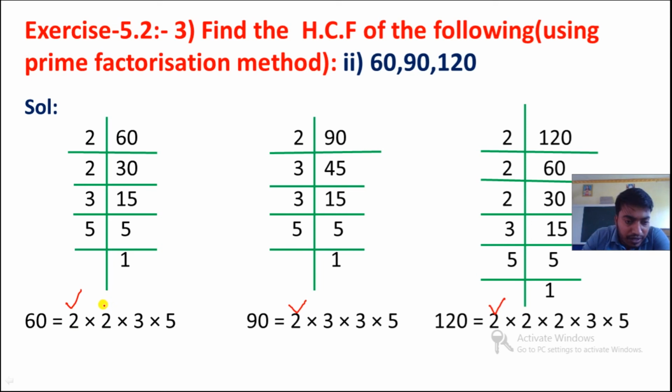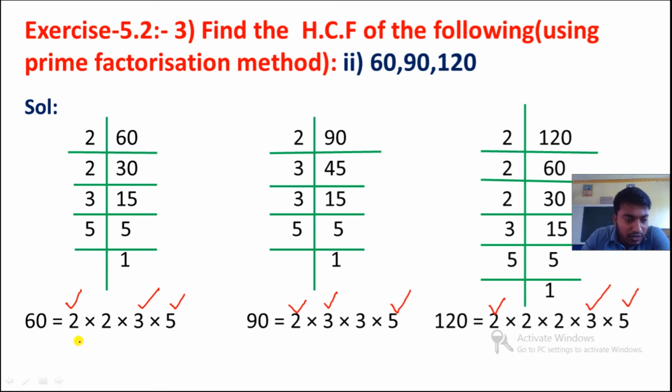Then here we have another 2, but here we don't have any second 2. One we have already selected. Here we have it, but here we don't, that's why we will not take this one. Now we'll check 3. Here we have 3, here also we have 3, and here also we have 3. So 3 is common in all. Clear? Then 5 is here, 5 here also, and 5 here also.